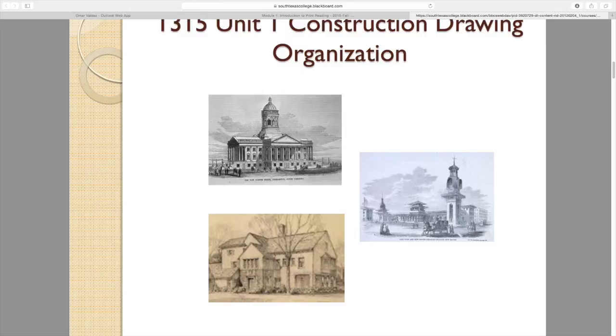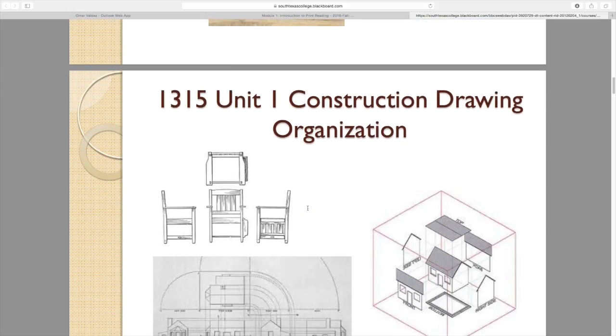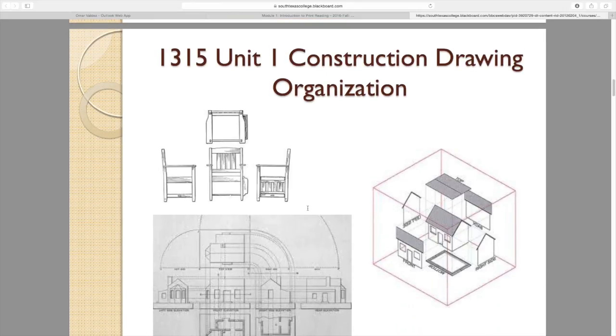This could be considered pictorial drawings. You show this to someone, they understand your concept. It looks like a picture. It's at an angle. It's 3D. You can see the whole thing, right? Now, sorry, these are orthographic.